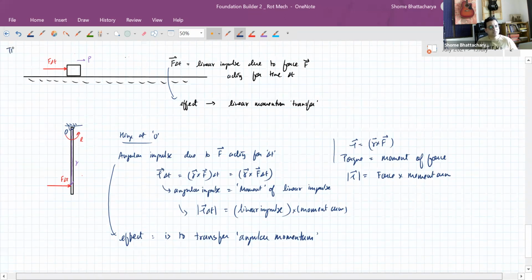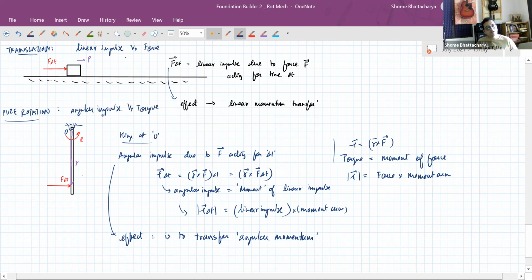So translation, and in that the concept of linear impulse versus force, and pure rotation, rotation about a fixed axis, and the concept of angular impulse versus torque. And finally, the relation between angular impulse and linear impulse: angular impulse equals the moment of linear impulse, just as torque equals the moment of force.